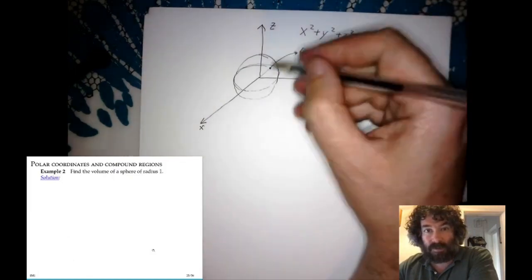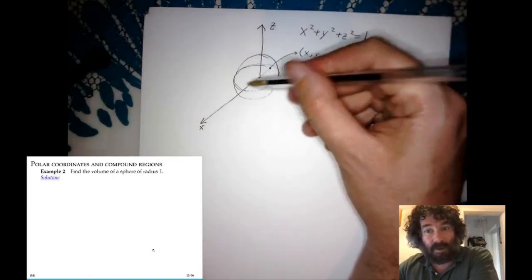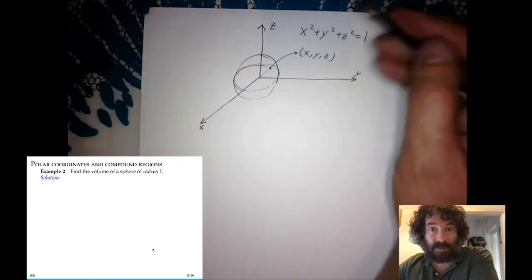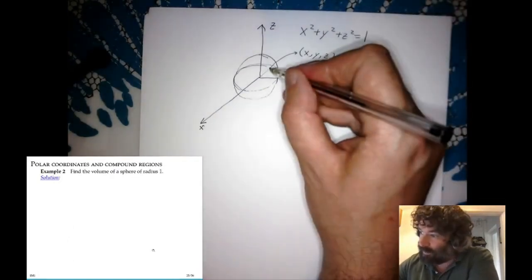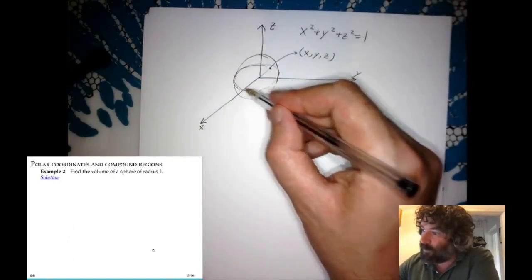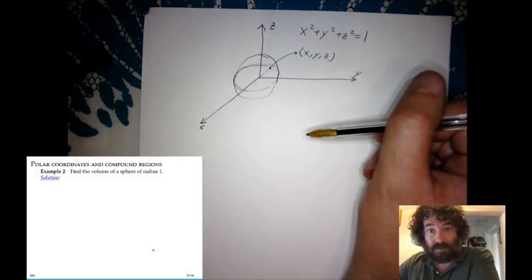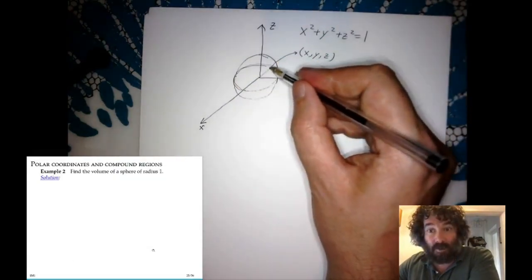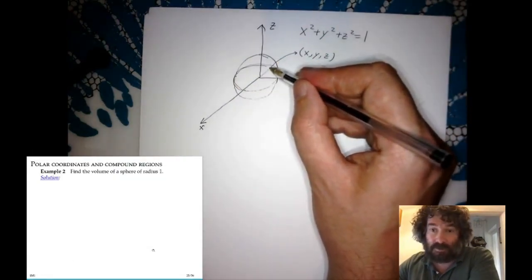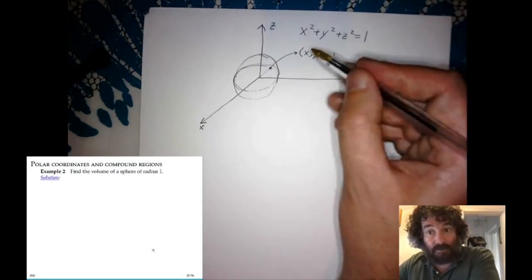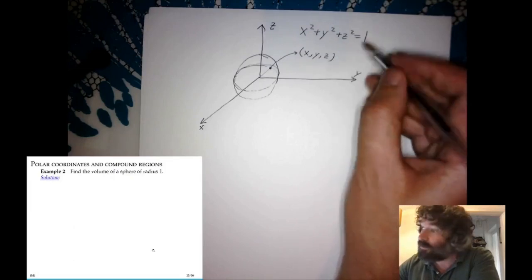Now, if we want to calculate the volume of the top half of the unit sphere, when we slice it with the xy plane, what we want to calculate is the volume above the unit disk in the xy plane and below the top of the unit sphere. And so in order to find the formula for the top of the unit sphere, we solve for z in terms of x and y.